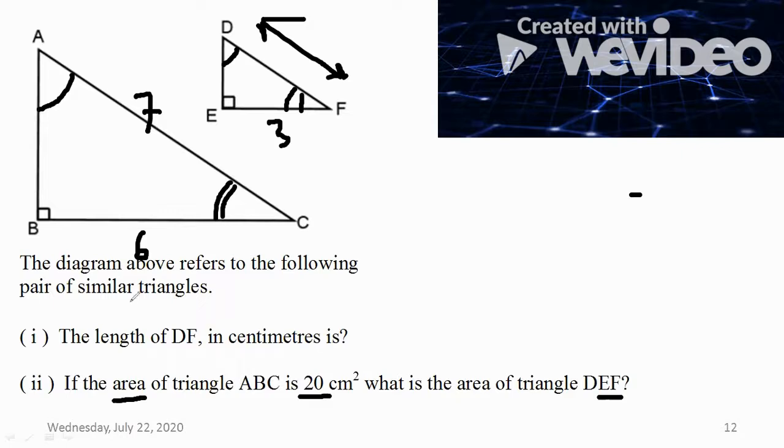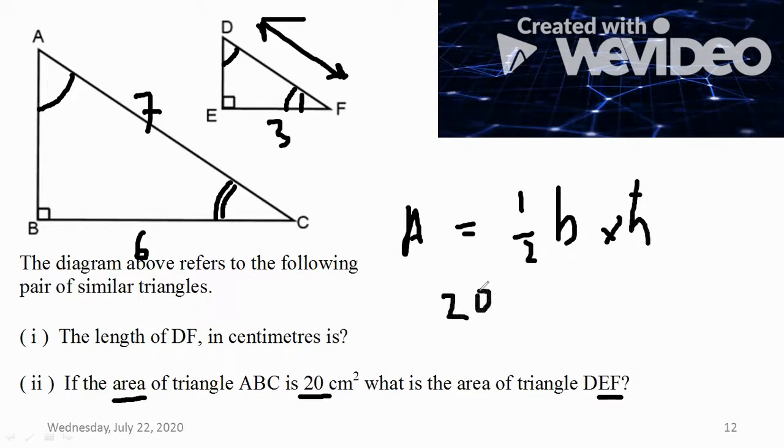So how are we going to find the perpendicular height? Well, we're going to use the formula. For the triangle ABC, area is a half base multiplied by its perpendicular height. So the area is 20 centimeters squared. So 20 is equal to a half. The base is 6, and the perpendicular height we don't know. We want to find out.